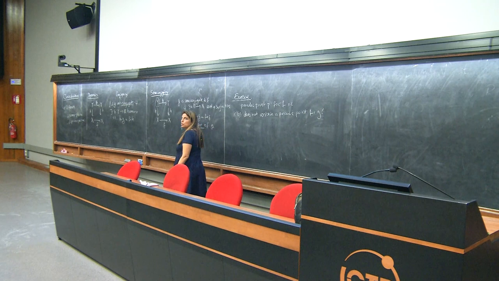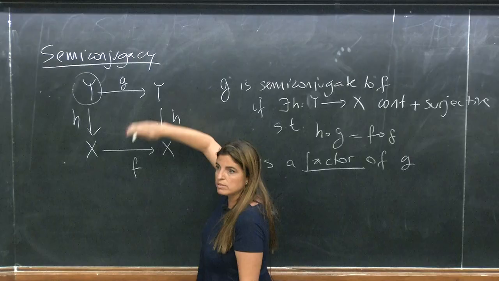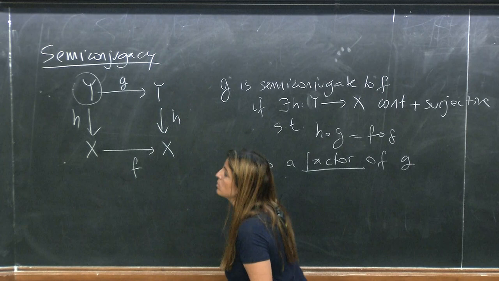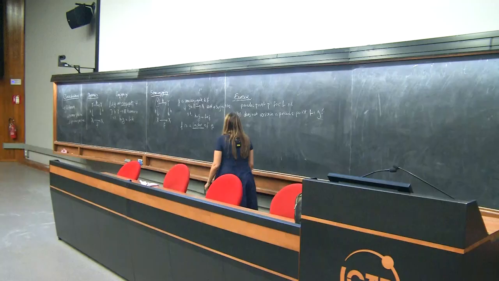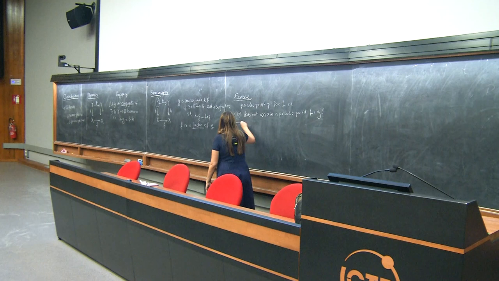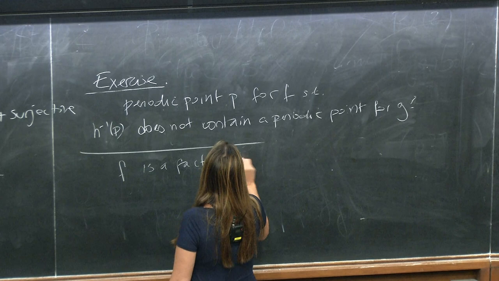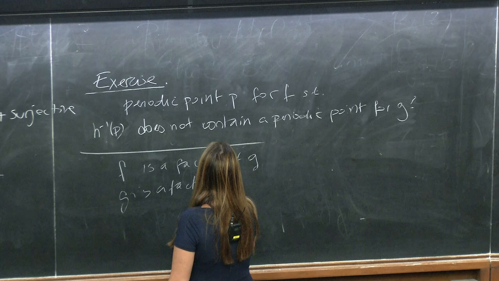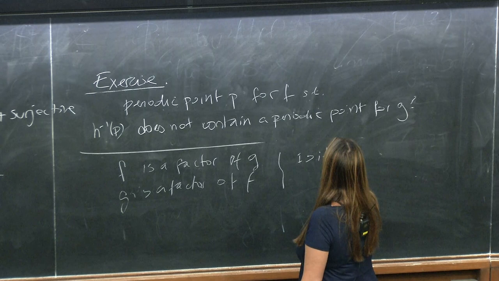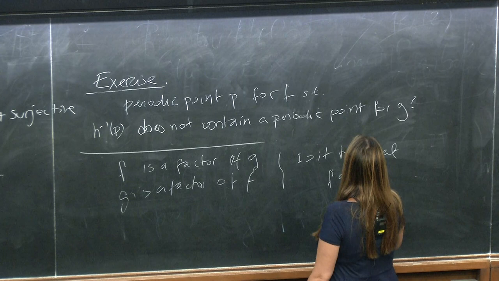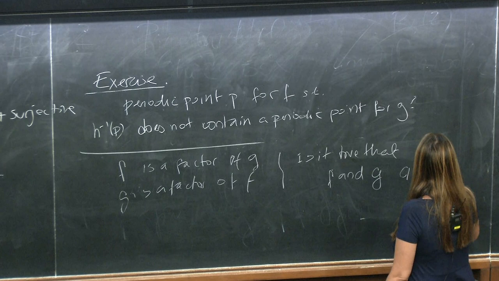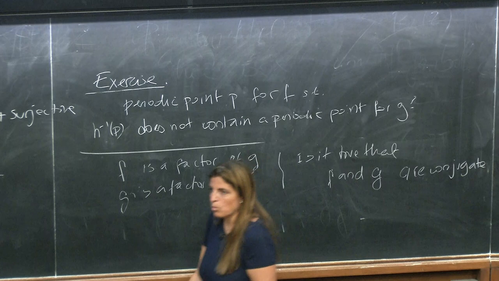You can think of the semi-conjugacy as an order relation, because it is transitive. If this is a factor of this, and this is a factor of this, then this is a factor of this. And of course, every map is a factor of itself via the identity. But what about the symmetry? Is it true that if F is a factor of G, and G is a factor of F, then F and G are conjugate? Well, I don't know. It's a question.